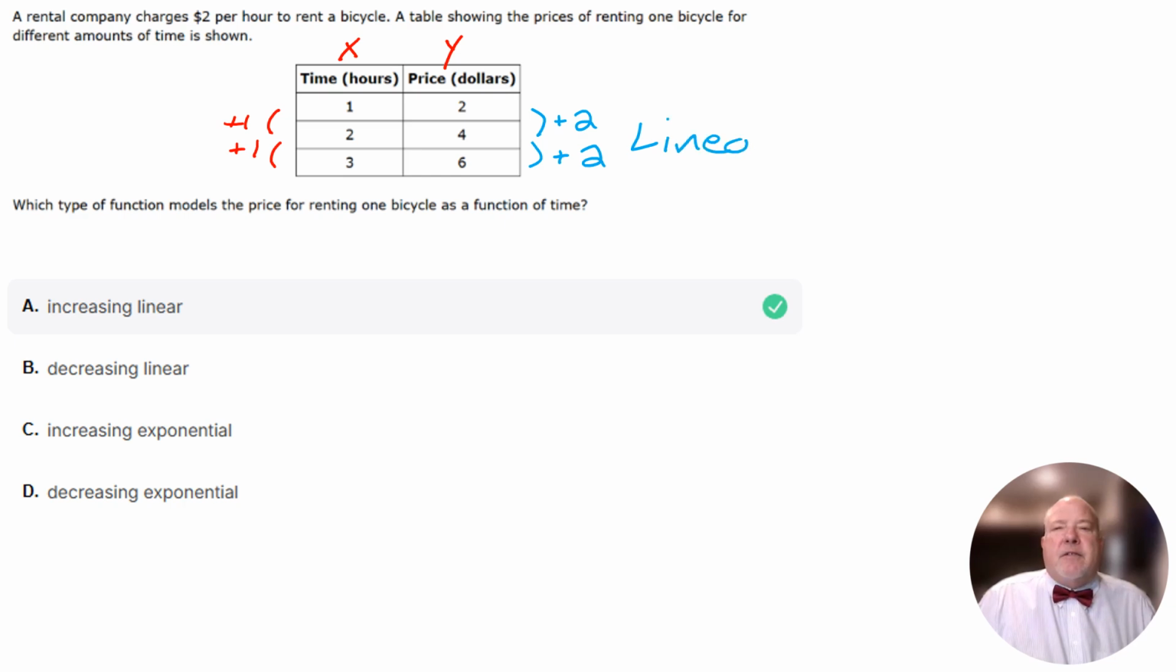All right. So now the only question is it increasing or decreasing? And that's just as simple as looking at, are the values going up or are they going down? So as time goes up, the price also goes up. So that's increasing. So the answer to this is increasing linear.